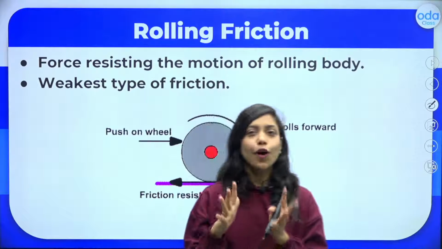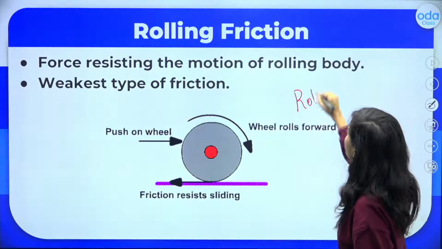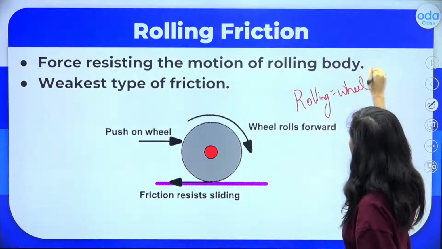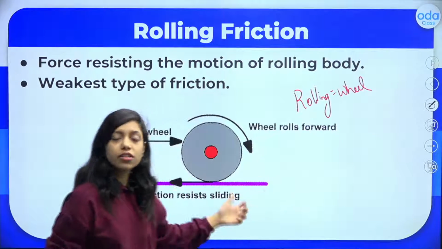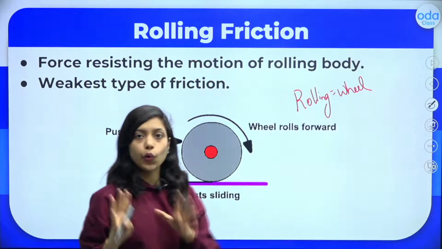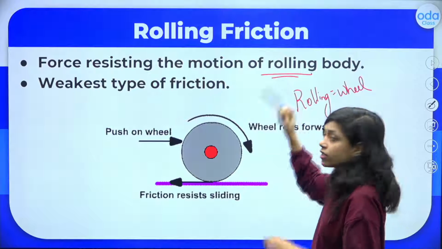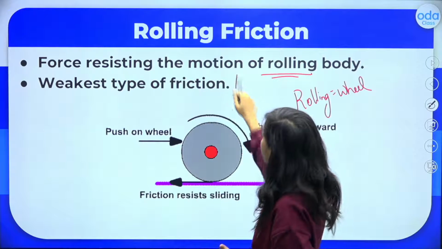Here also, of course, I'll give you a hint to remember. Rolling is equal to wheel. You just have to remember wheels. Whenever you see something in circular fashion, there will be rolling friction, okay? It is the force resisting the motion of a rolling body which can roll like this, and it is the weakest type of friction. This is very, very important.